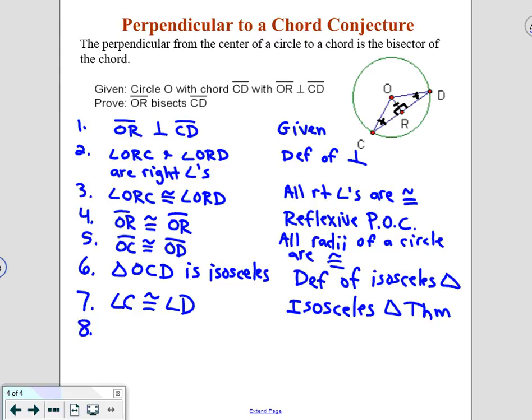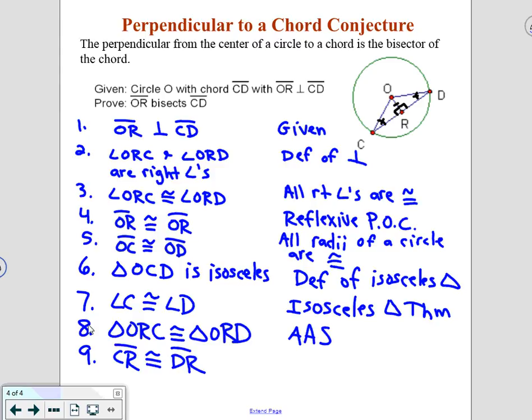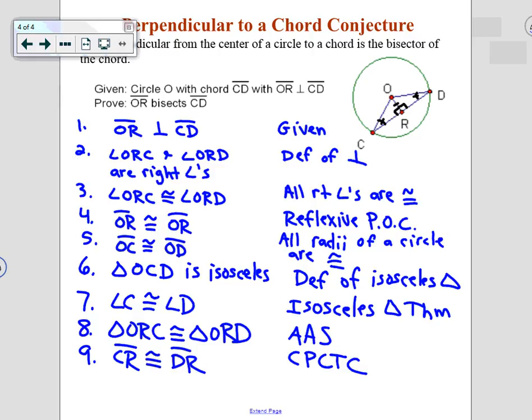Now we're ready to state triangle ORC congruent to triangle ORD by angle, angle, side, triangle congruent shortcut. And since we know the triangles are congruent, we can state that CR is congruent to DR by CPCTC. And now we can state that OR bisects CD by definition of bisect.